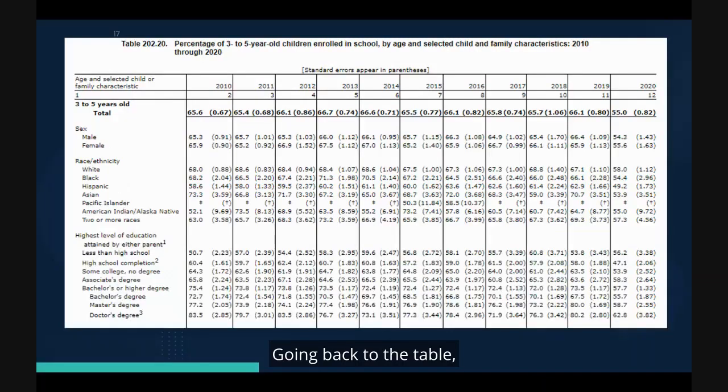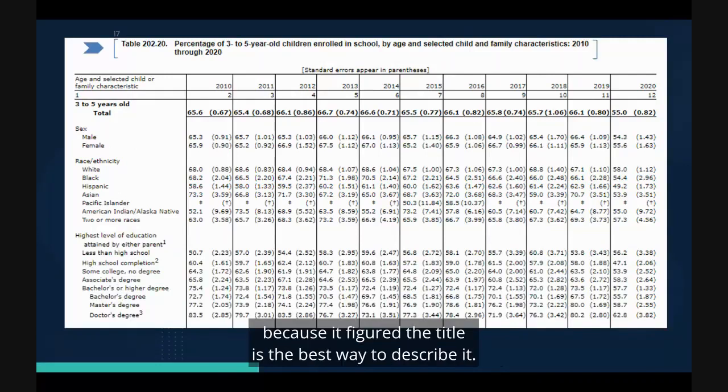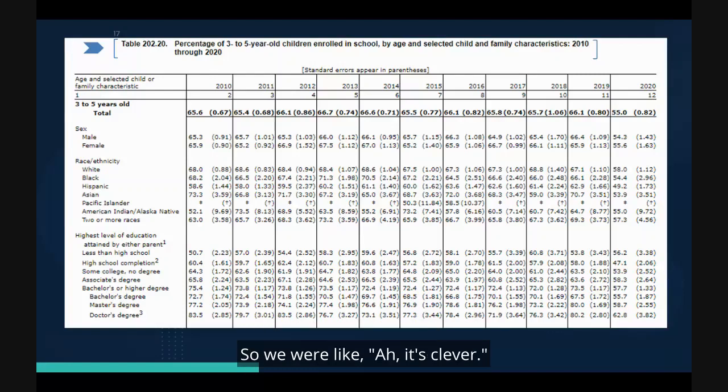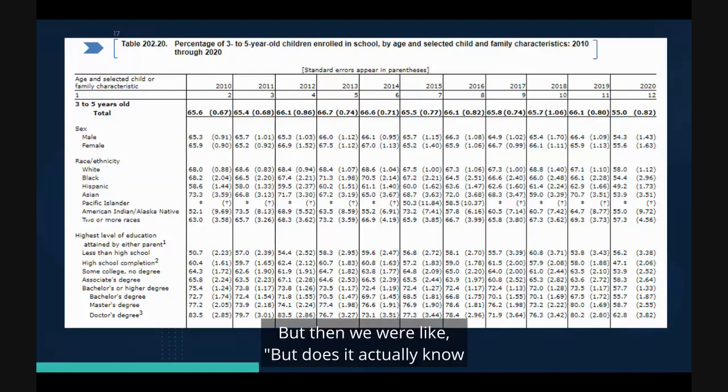Going back to the table, we quickly realized ChatGPT was smart enough to grab the title because it figured the title is the best way to describe it. So we were like, it's clever. But then we were like, but does it actually know and understand the information in each of the cells? Because there's a lot going on here.